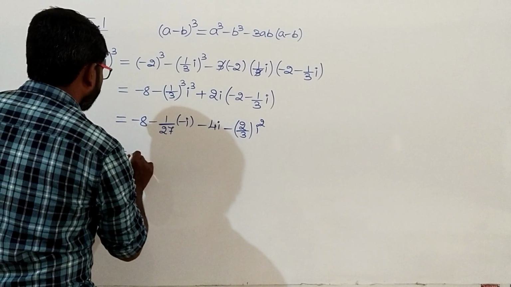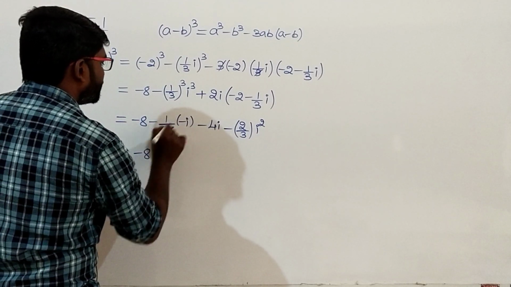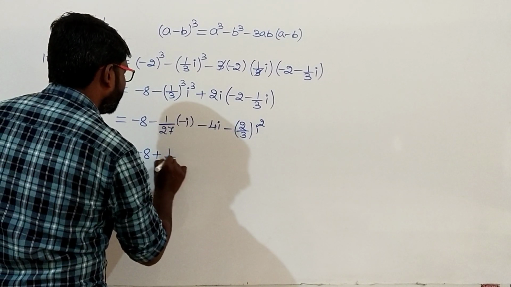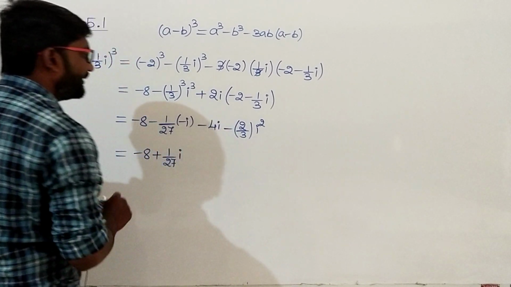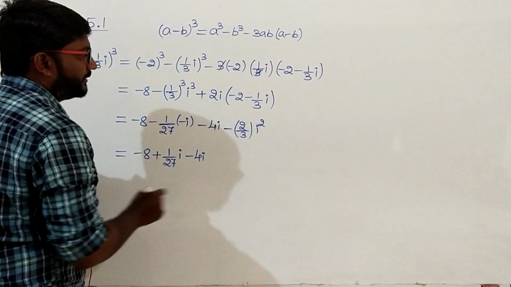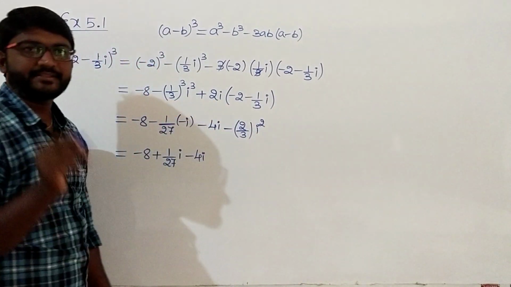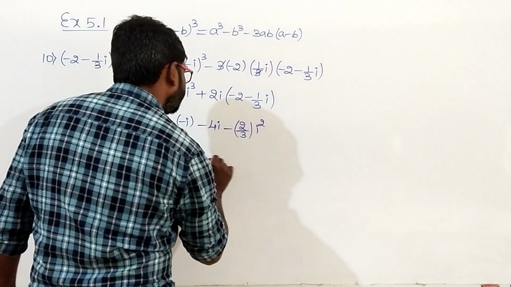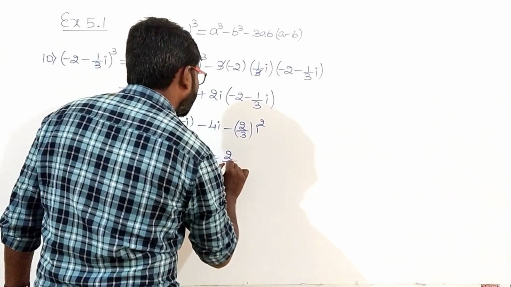So here minus 8, then minus into minus plus 1 by 27i, then minus 4i. Then what is the value of i square? i square is minus 1. Minus into minus it is plus. We get 2 by 3.